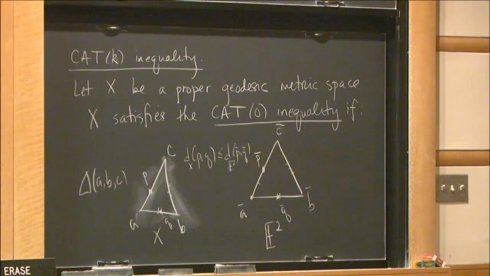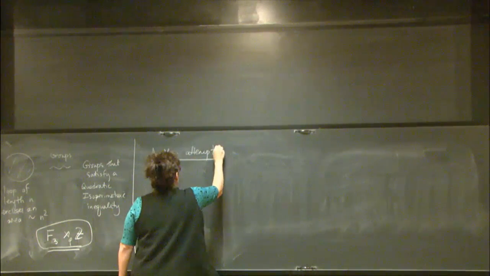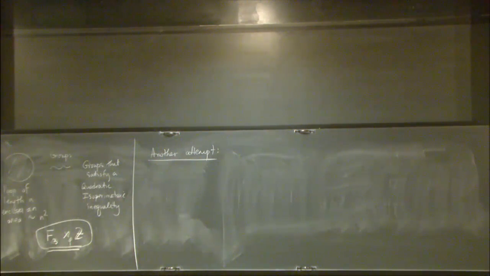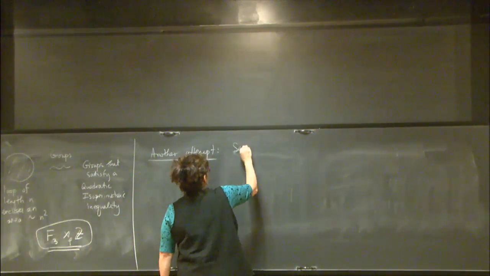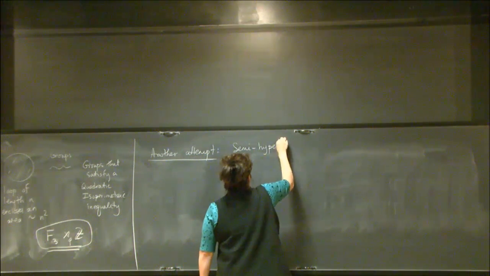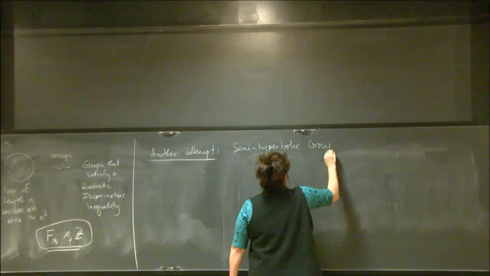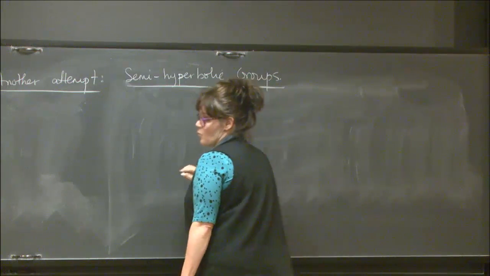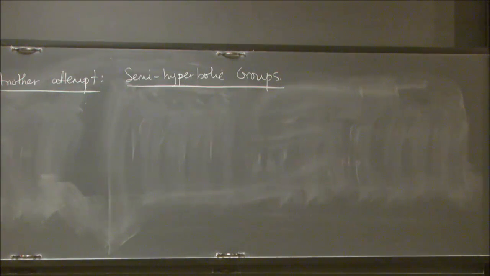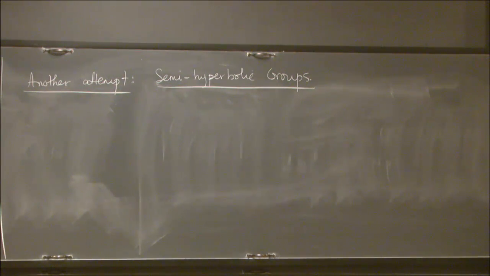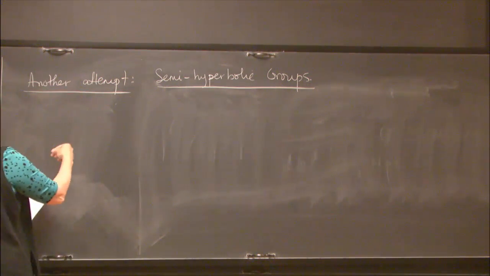All right, so now let's talk about another attempt. Okay. So this is going to be the semi-hyperbolic groups. And this is going to be more along the lines of thinking about the large-scale change of those convexity properties. Okay? So I have to start with a couple definitions. This looks a little bit technical, but don't fear, it's not that bad.